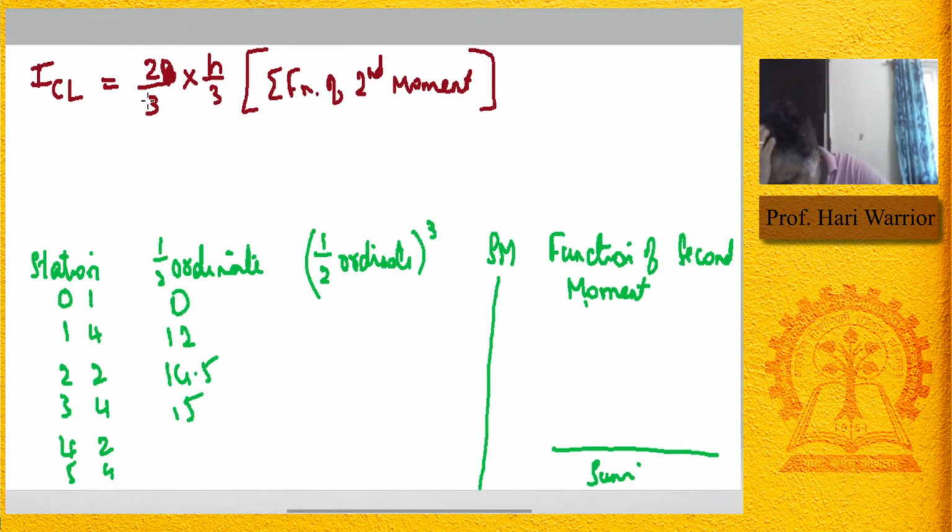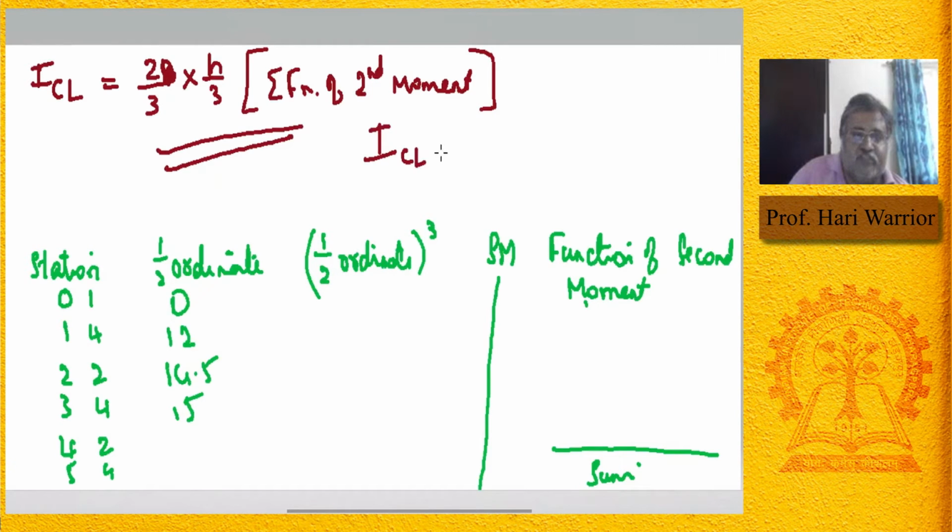into sigma alpha I yi cubed. Do you get it? Yes, sir. It should be there. It's something I remember doing in the last class. So this you have to do, and this will give you I about the center line, which is basically what we call IT. It is the transverse moment of inertia or transverse second moment of area.